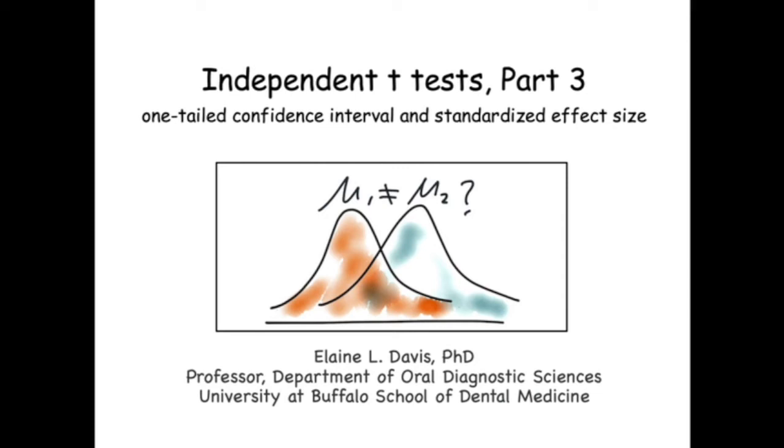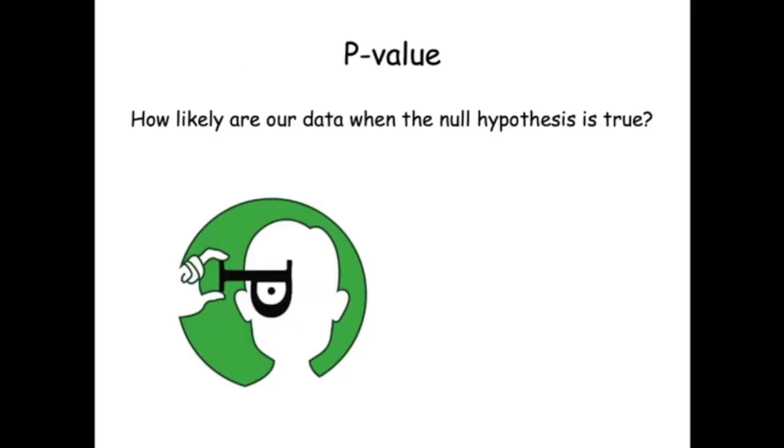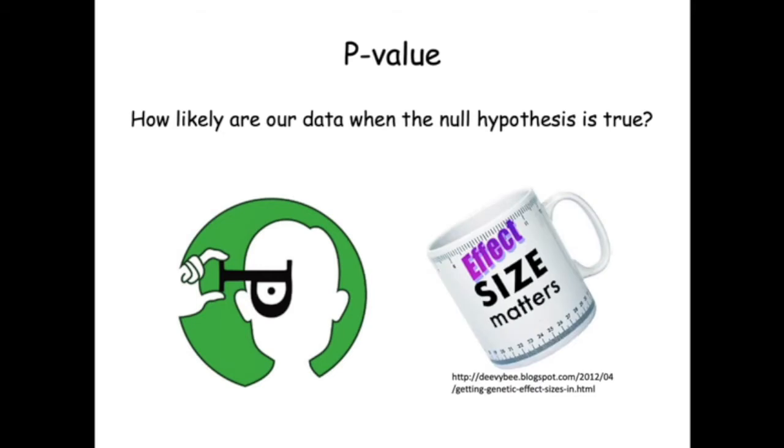This video focuses on the one-tailed confidence interval and standardized effect size for the independent t-test. The p-value is the likelihood of our data when the null hypothesis is true, so it helps us decide whether to reject the null hypothesis. However, all it tells us is the likelihood of dealing with a chance event. If we reject the null hypothesis, we should also describe the size of the effect we see, that is, the extent to which our results differ from the null hypothesis.